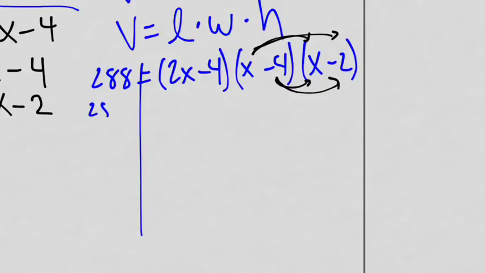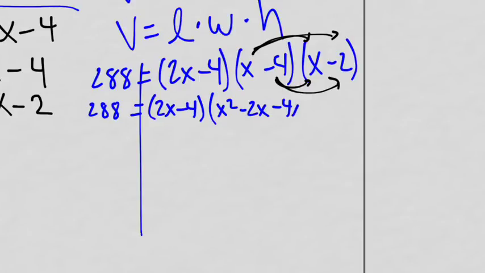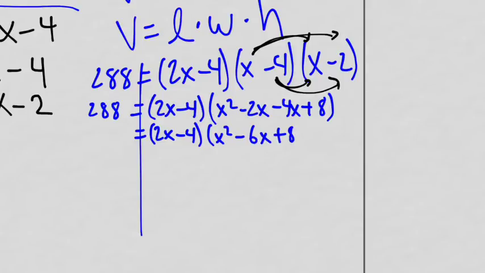So on the left side, just leave it as 288. Leave the 2x minus 4. We're not touching it right now. We got to do that one. X times x, x squared. X times negative 2, negative 2x. Negative 4 times x, negative 4x. Negative 4 times negative 2, positive 8. Combine like terms inside of that one, so 2x minus 4, x squared, negative 2x and negative 4x is negative 6x, plus 8.